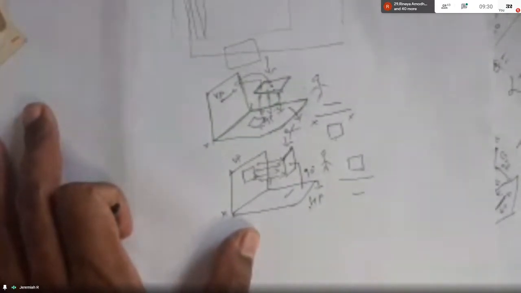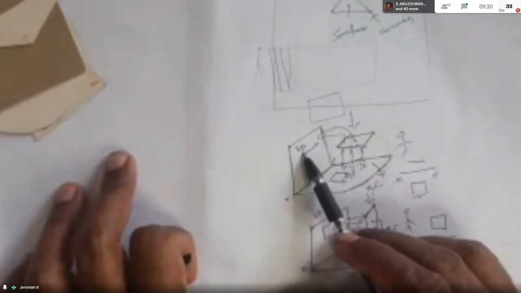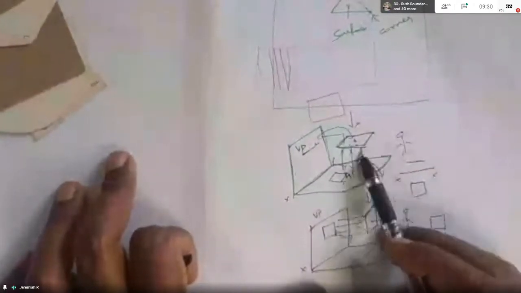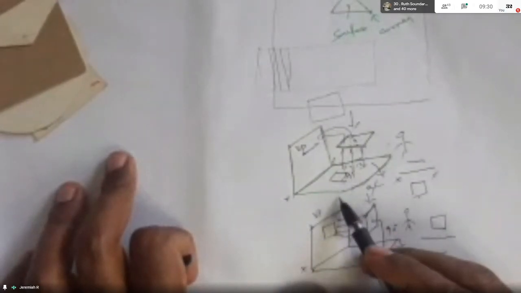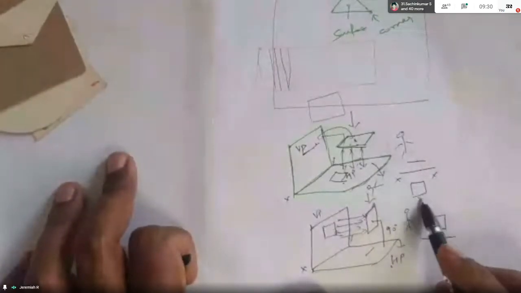Case number 1 is perpendicular to the vertical plane but parallel to the horizontal plane. When you see from the front, you will get a straight line. When you see from the top, you will get a square. When you rotate clockwise 90 degrees, you'll get a straight line in the front view, and in the top view you will get a square.